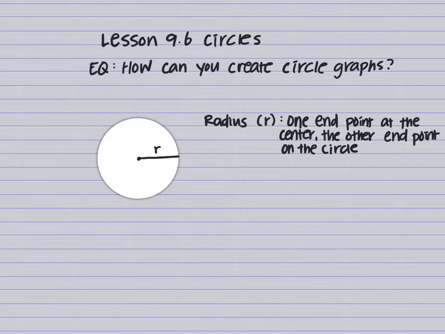Now, for the radius, you have to always start at one point in the center, and then whichever direction you draw your radius, it's always going to be the same length, because by definition, a circle will always have the same distance from a given point. Now, when you have a line that goes straight through the middle to the opposite side, we call this diameter, and this is going to be represented with D.